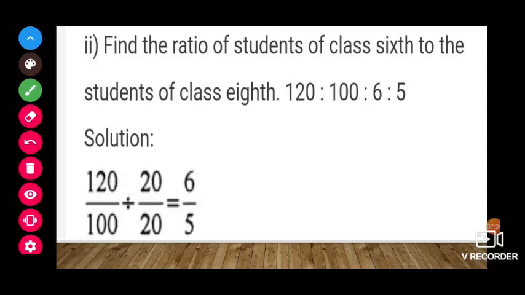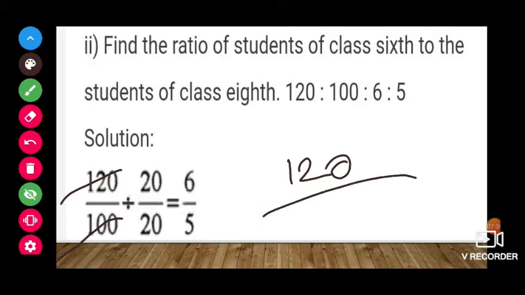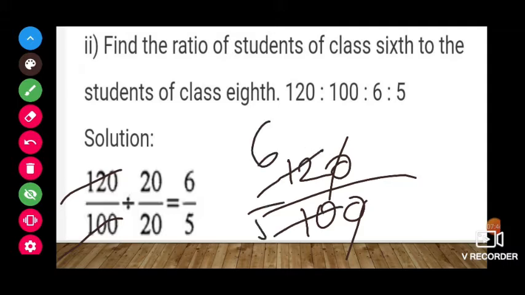Now we can cancel it with the 20 table. That is 20 6s and 20 5s. Or else we can do it step by step also. The 0 and 0 we can cancel. 12 by 10, means with the 2 table, 2 6s and 2 5s. That is 6 by 5.